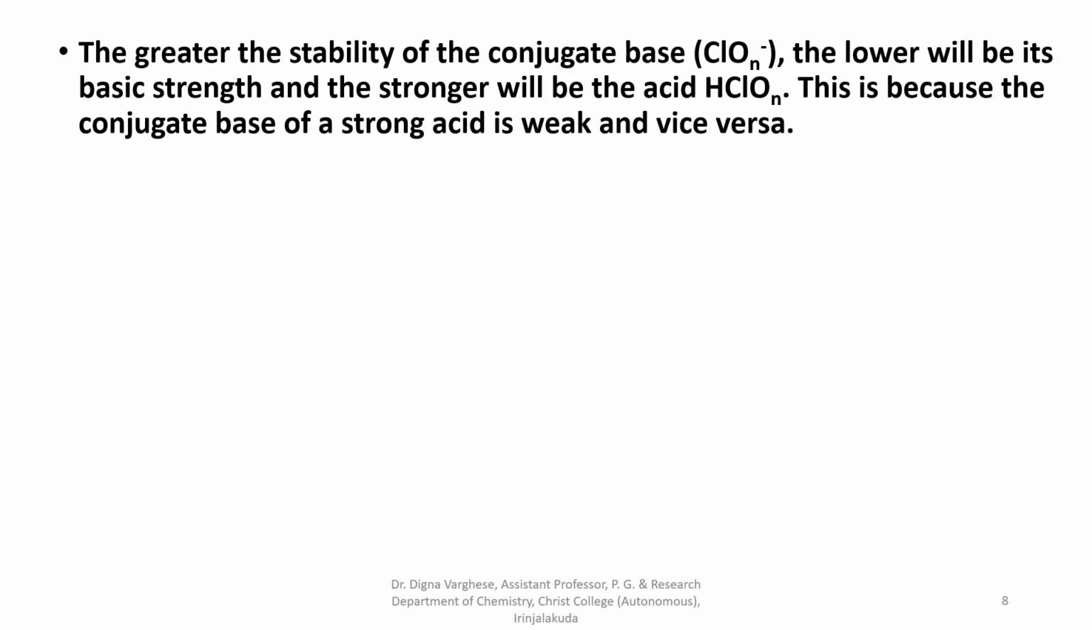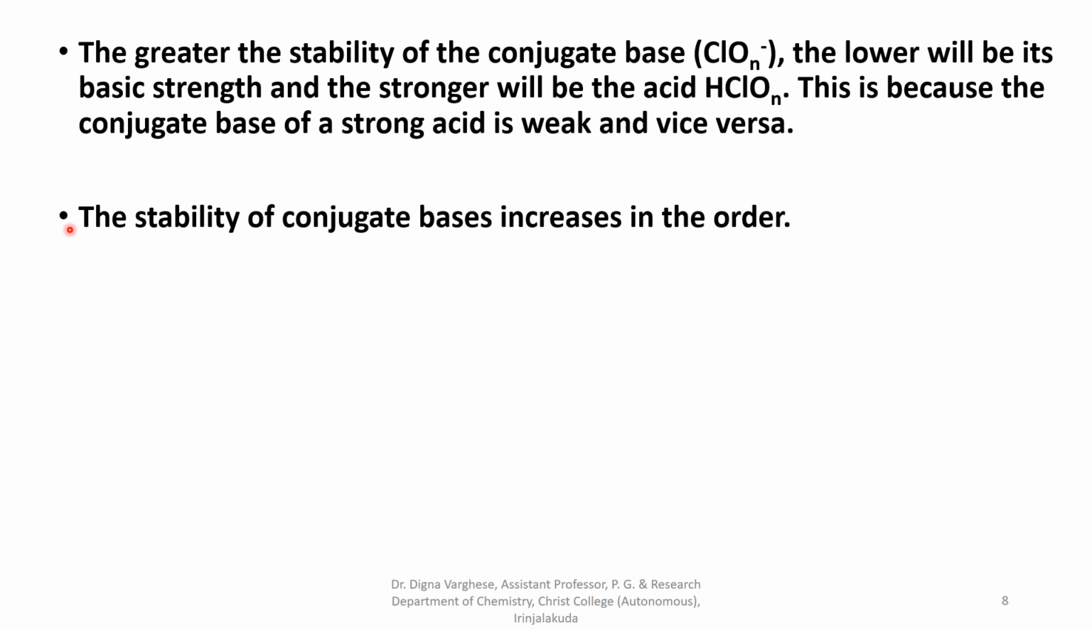The greater the stability of the conjugate base, here generally shown as ClO minus, the lower will be its basic strength. If the stability of the conjugate base is high, the stronger will be the acid. This is because the conjugate base of a strong acid is weak, and vice versa. If the conjugate base is stronger, the acid will be weaker.